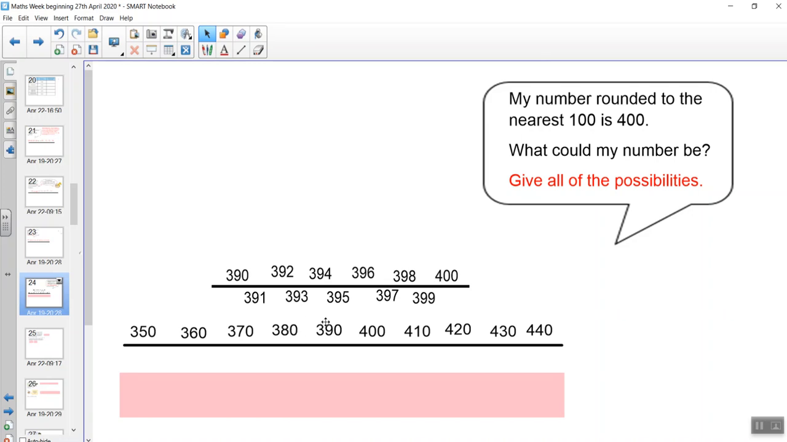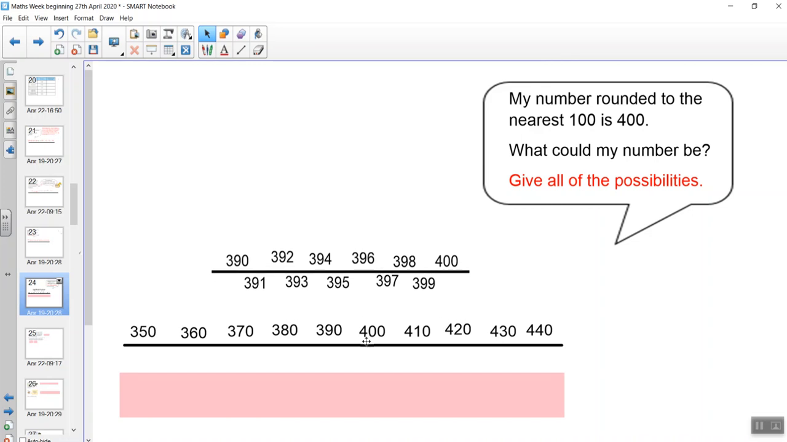So for each jump of 10, there are 1, 2, 3, 4, 5, 6, 7, 8, 9 more numbers that would round to 400. 398 rounds to 400. 394 rounds to 400. So that was the first group, but I'm wondering if you spotted any of these other numbers that rounded up to 400. Well done if you did.